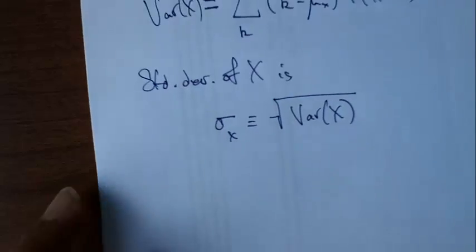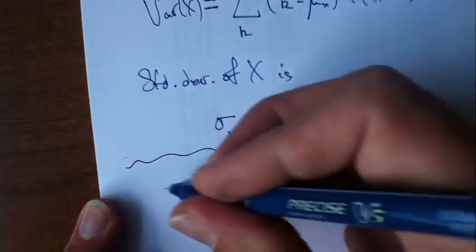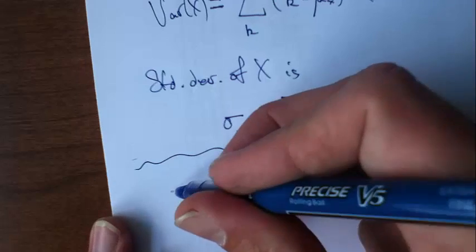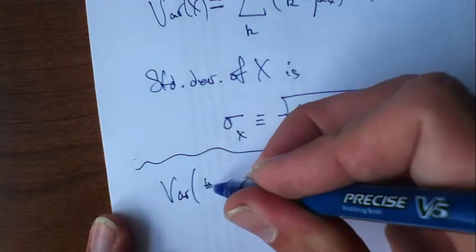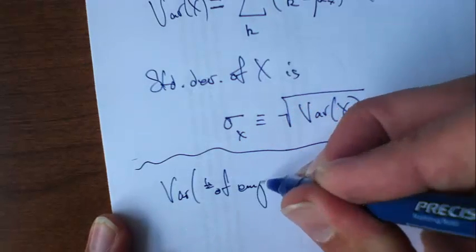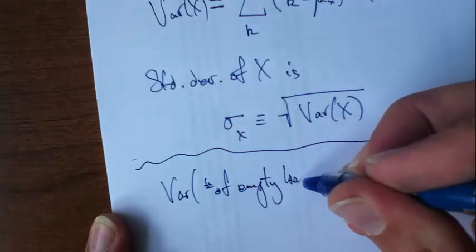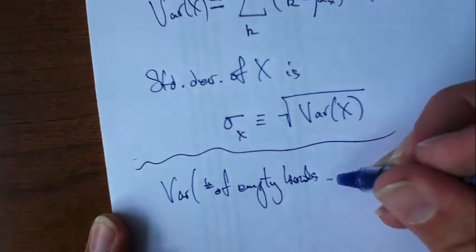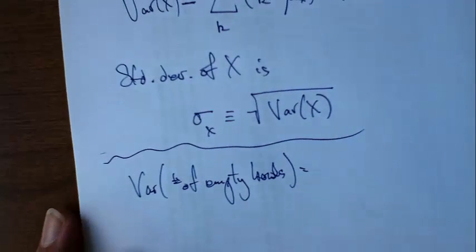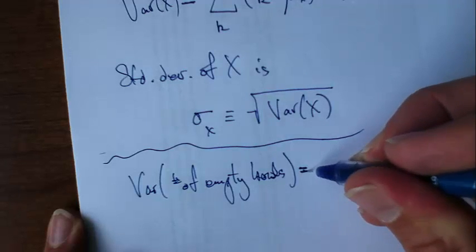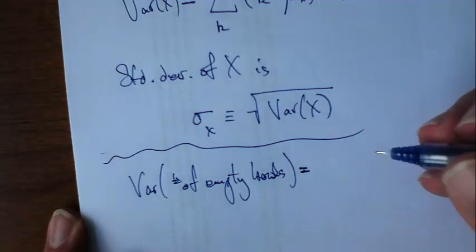Example of the variance. What's the variance of the number of empty bowls? Okay. Well, let's see. So I need to think about what I'm doing here. What was the mean for the number of empty bowls?